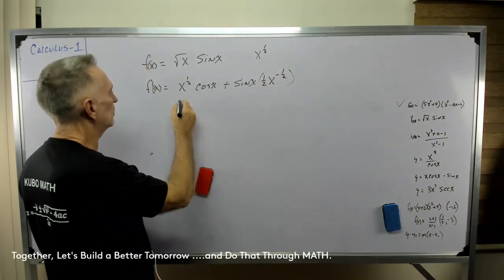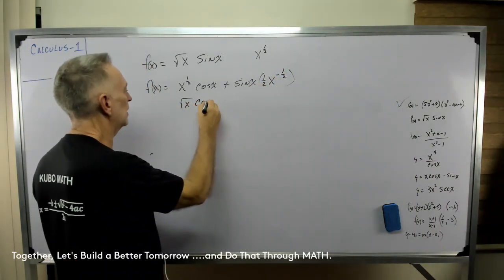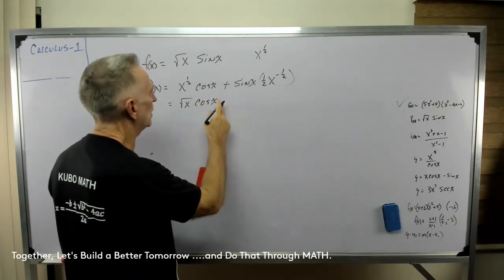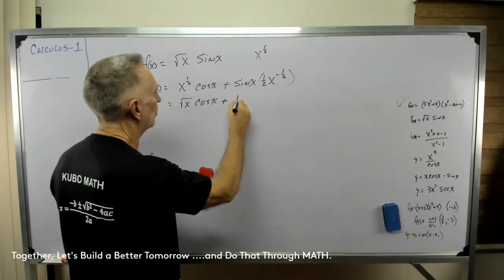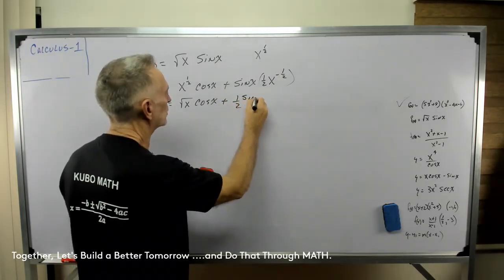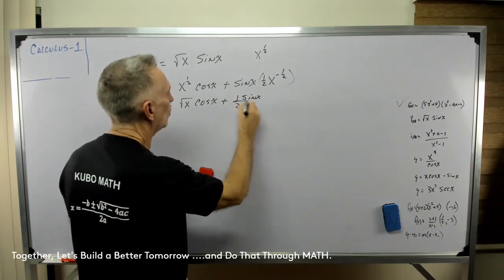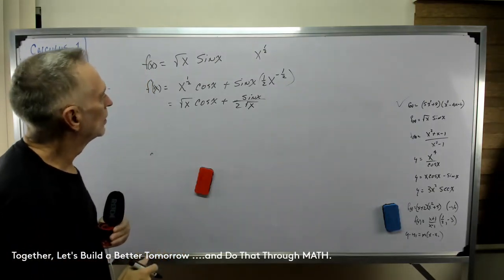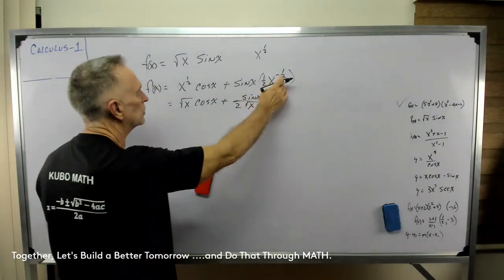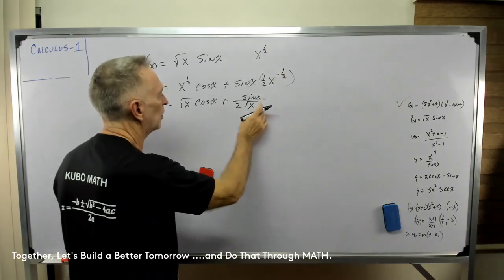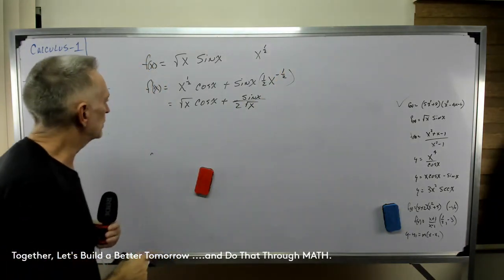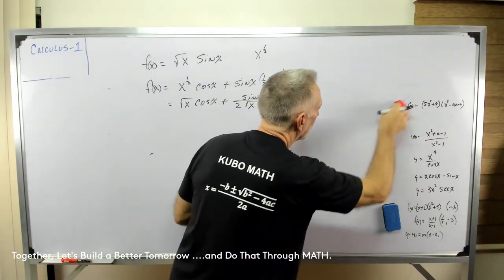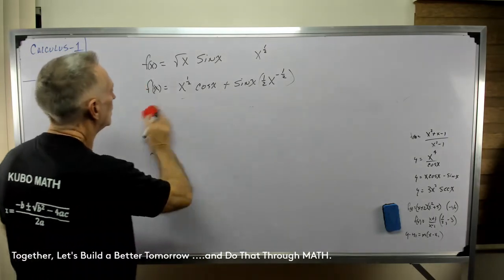So now I'll just list this: square root of x cosine x, plus 1/2 sine x over square root of x. So that would be x to the 1/2, negative 1/2 brought down and made to a positive. All right, that was not so bad. I'll just erase them here. Okay.